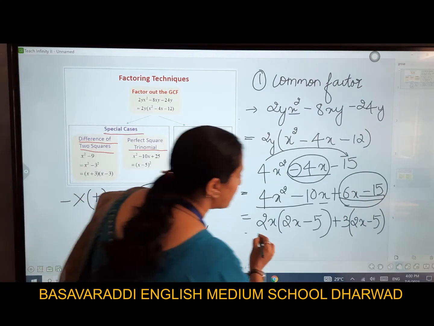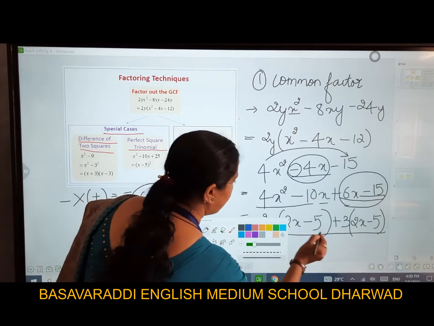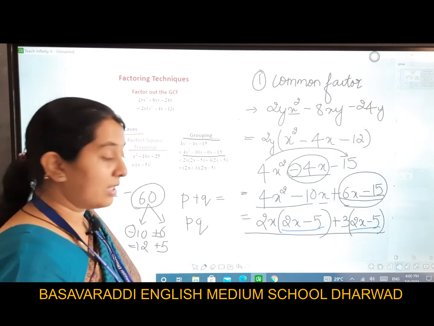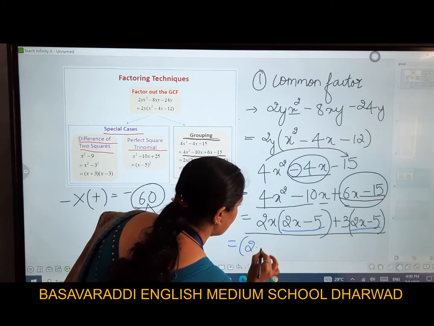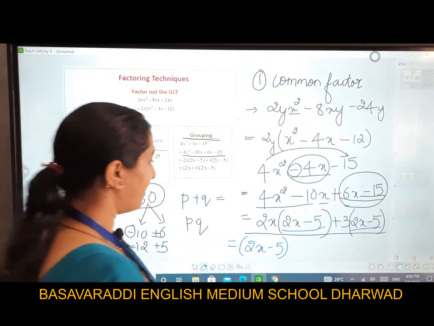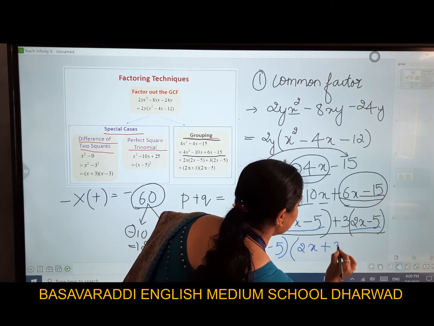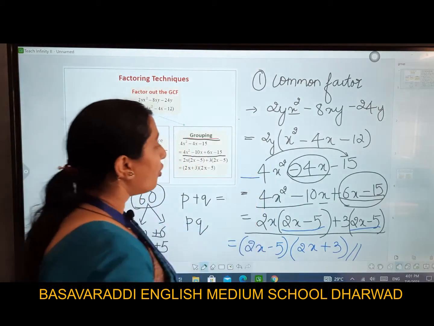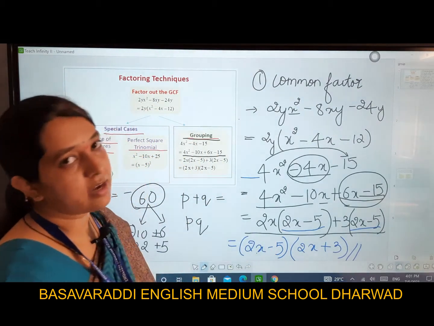Now if you observe this complete expression, you are able to find that 2x minus 5 and 2x minus 5 is very much common. So we'll take the common term outside. We have 2x minus 5. It is common. So what are we left with here? We are left with 2x plus 3. So the factors of the term 4x square minus 4x minus 15 are 2x minus 5 and 2x plus 3.